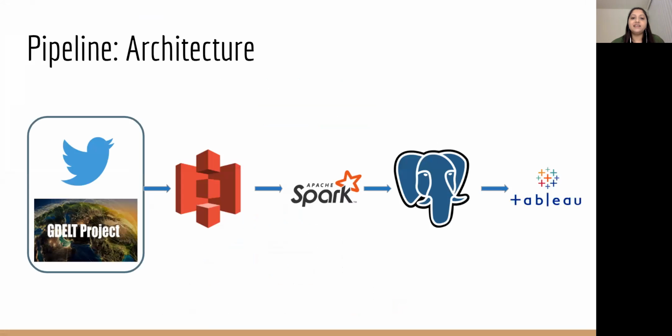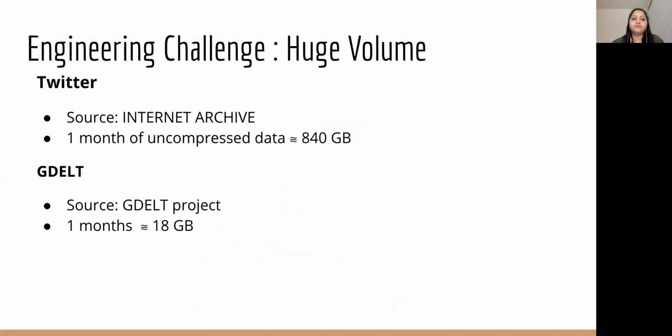Moving on to pipeline architecture, we load the data from GDELT and Twitter to Amazon S3. Then prepare and clean and process the data using Apache Spark and load it to PostgreSQL. Finally, visualize the results using Tableau.